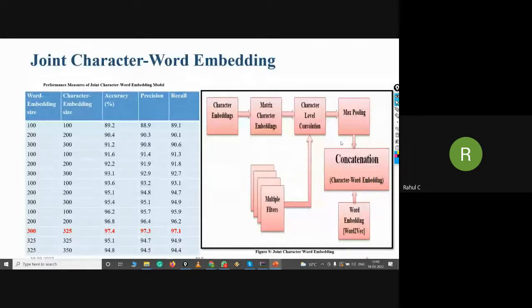So here, before, I told you that there is a character word embedding, joint character word embedding. You can see that this character embedding is coming, then some character-level convolution, then concatenation of character and word embedding, and that concatenation matrix is given to the NMT. We are incorporating a convolution operation here in order to join the character and word embedding. You can see the joint character and word embedding producing a good accuracy.